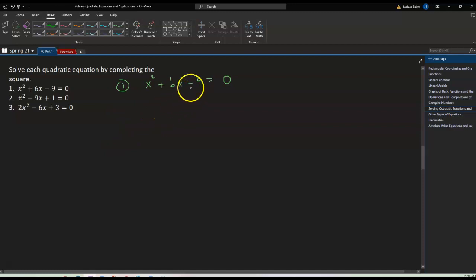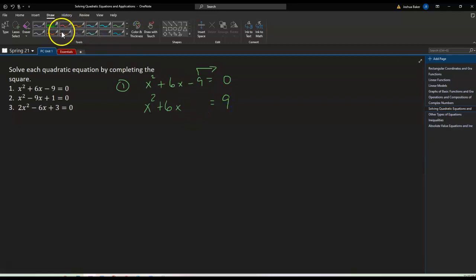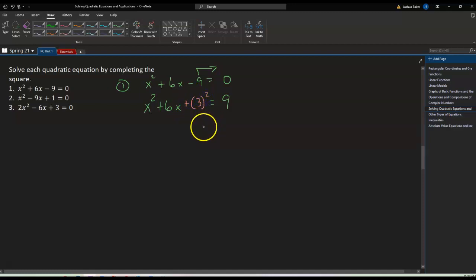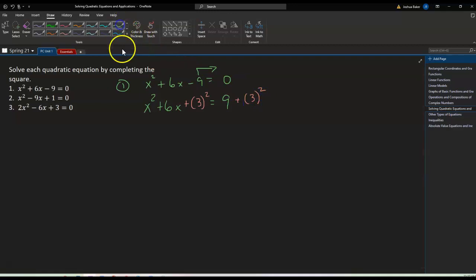So what we're going to do is I am going to take this 9 and add it over to the right side. But notice the way that I'm going to write this. I'm going to leave a space here, because I'm going to add in something here. How you complete the square is you take half of this value and you square it. Now, since I added something on this side, I also have to add that value on this side.